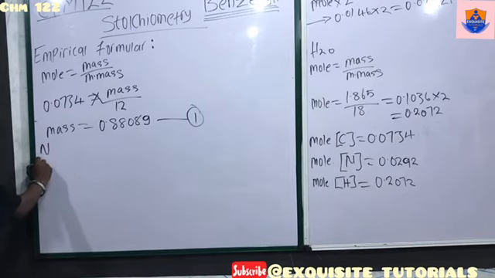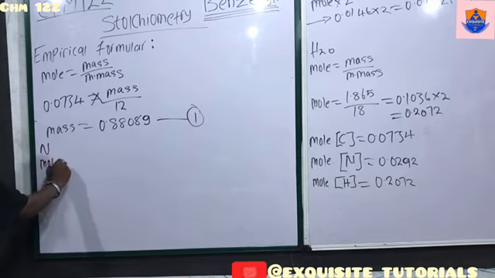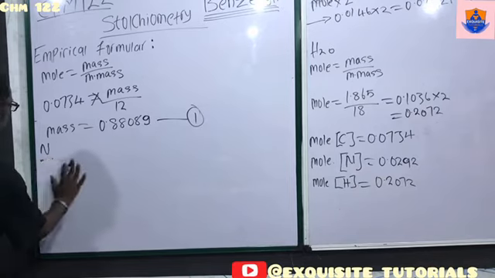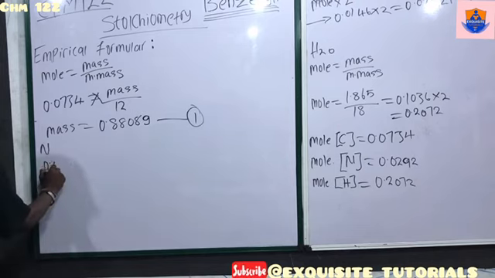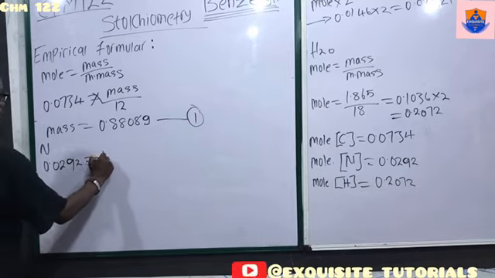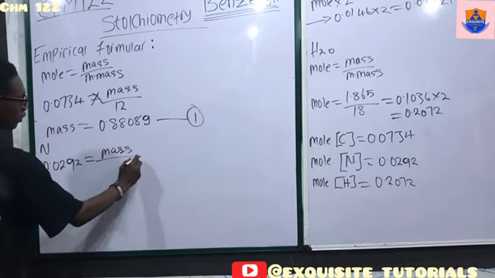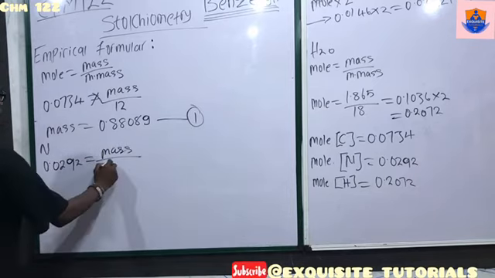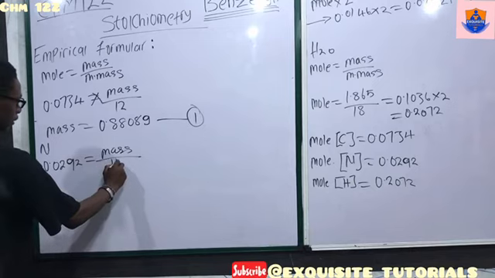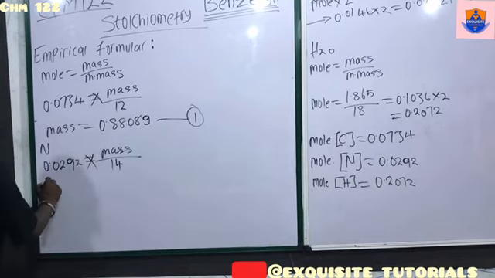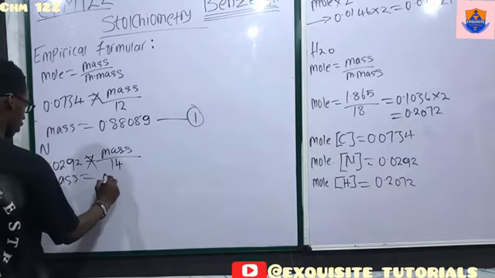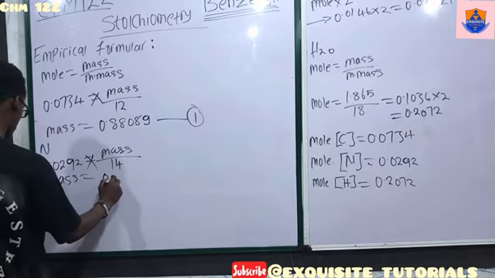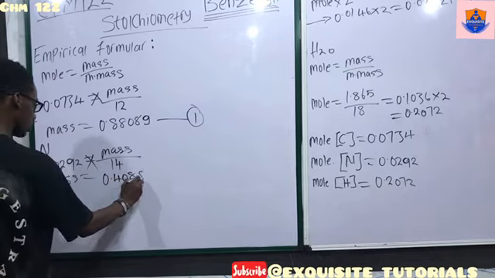Then for nitrogen, we have the mole here as 0.0292 equal to mass over molar mass of nitrogen. Nitrogen is 14, so cross multiply, and we have its mass as an approximate value of 0.4088.